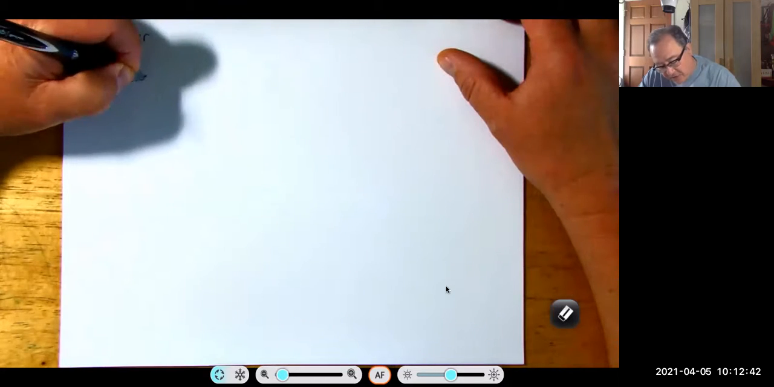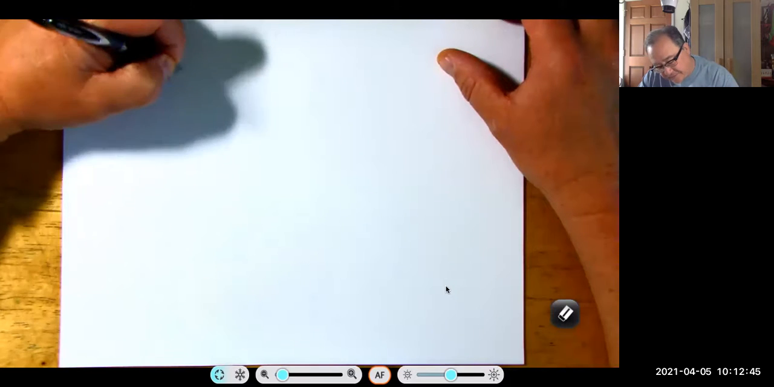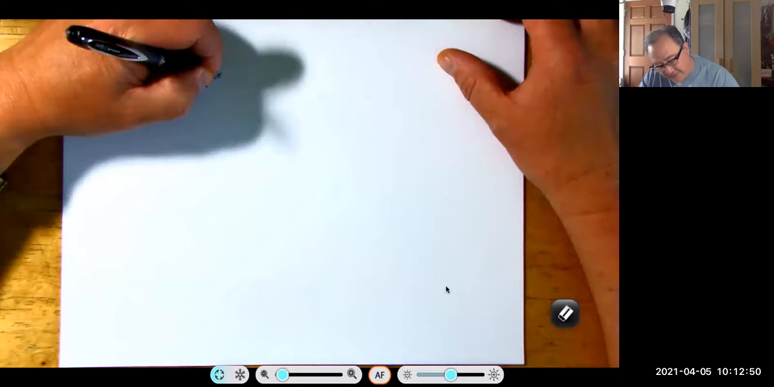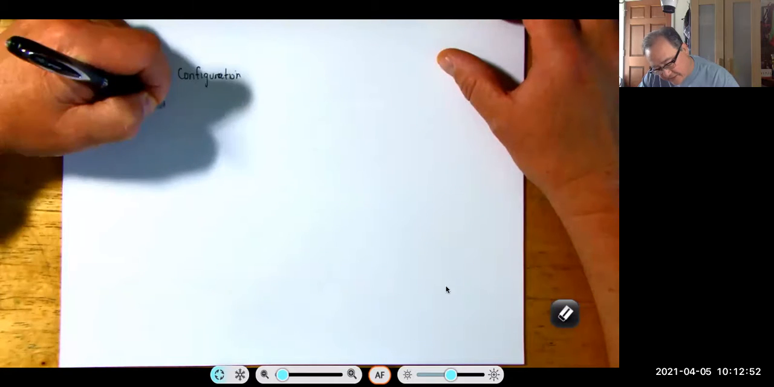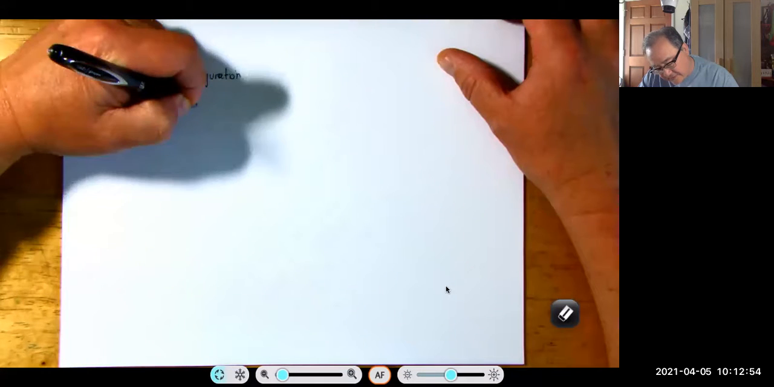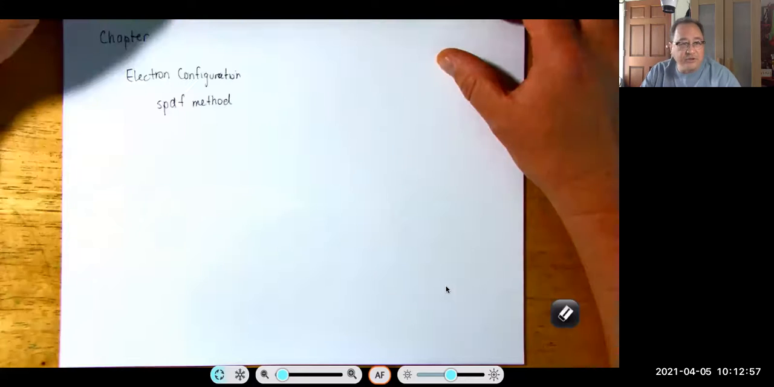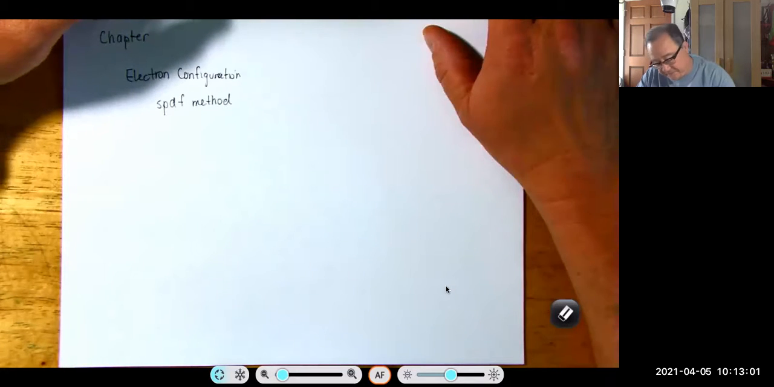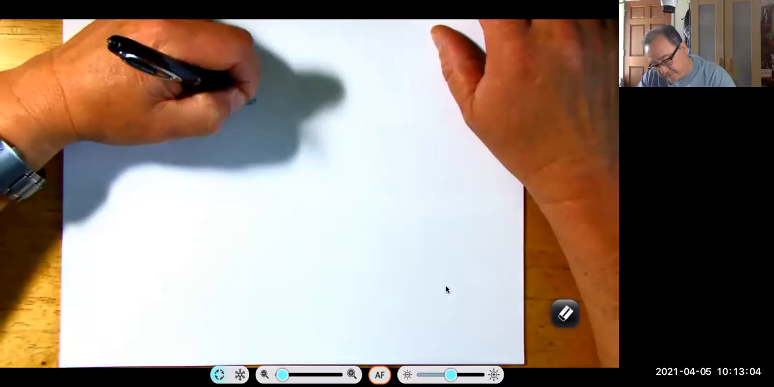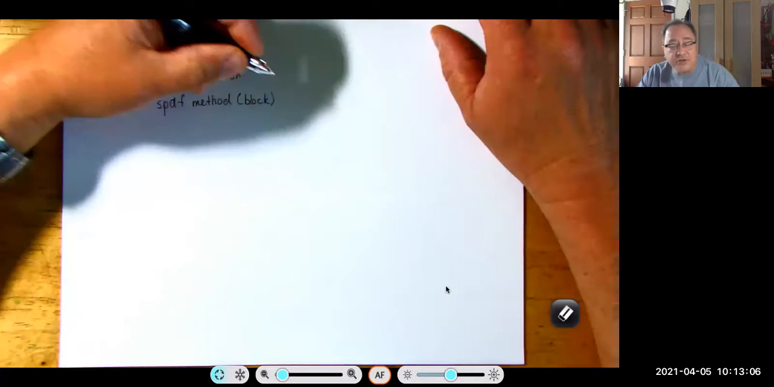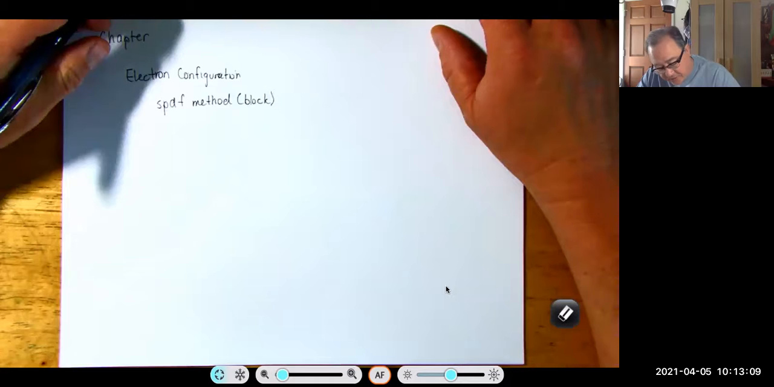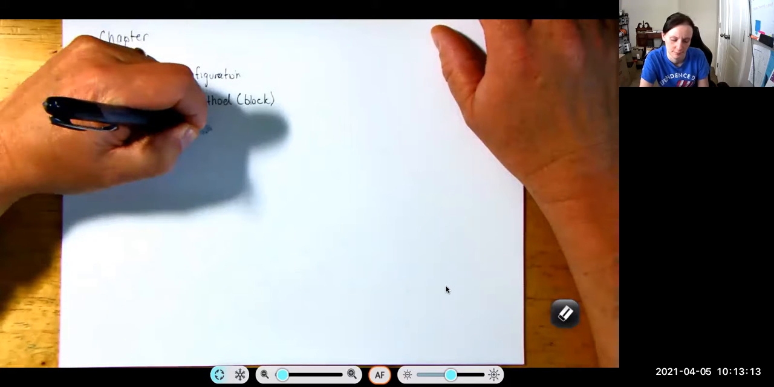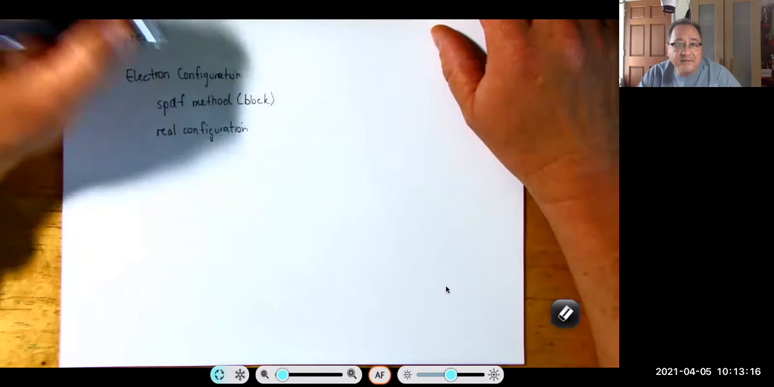So when we talk about electron configurations, there's the SPDF method, where you use that block method. I should call it the SPDF block method. And you should be able to do that. There's the real configuration. Real, what we find out experimentally.